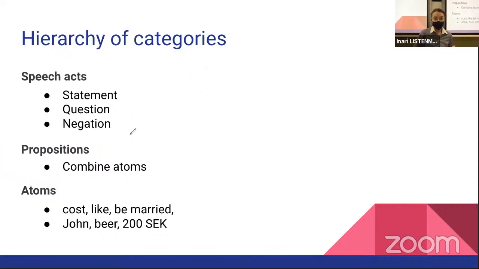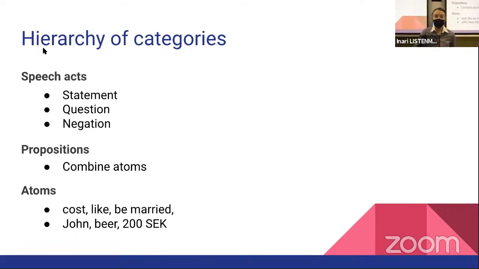And then finally, when we have this layer, this feeds into the highest layer where we make this proposition into some actual speech act. When we put together atoms like John, like, and beer, we can make it into a statement like John likes beer, a question, does John like beer? A negation, John doesn't like beer. Yesterday we were even doing commands, but that's another option of what we can do.